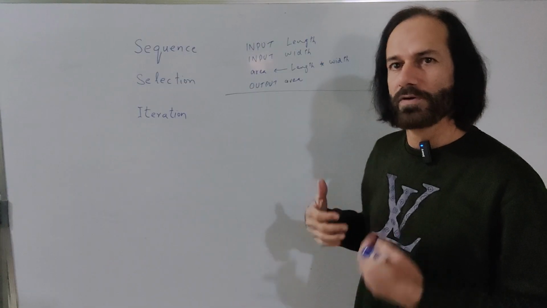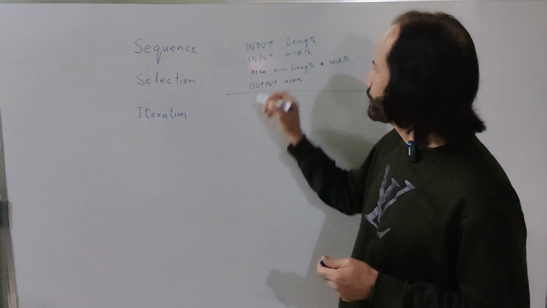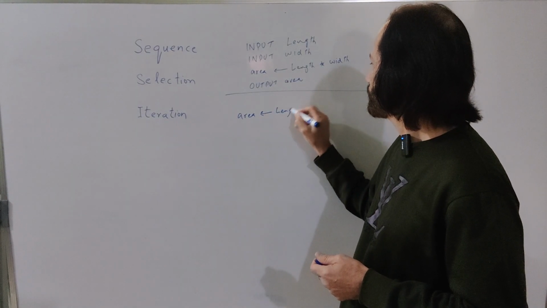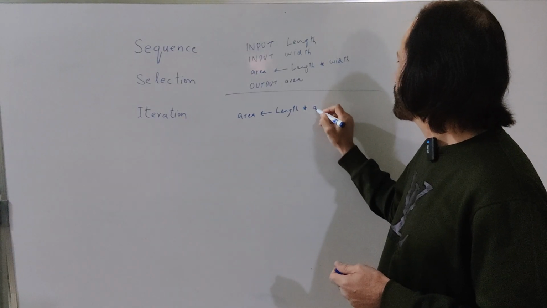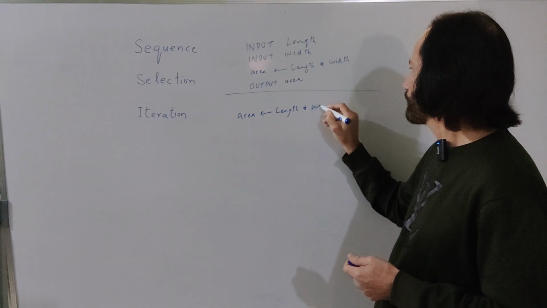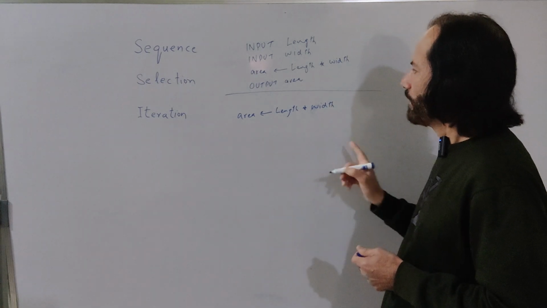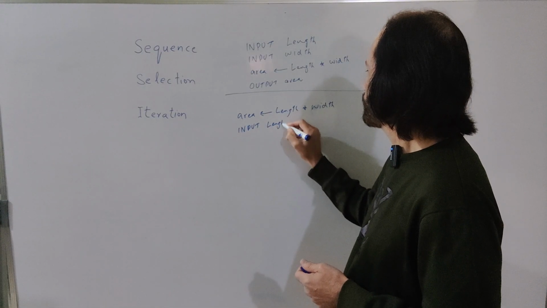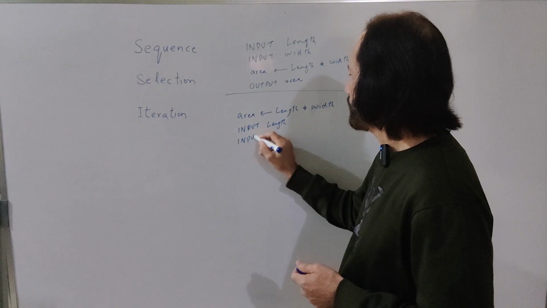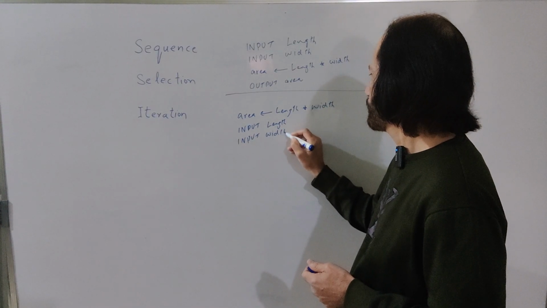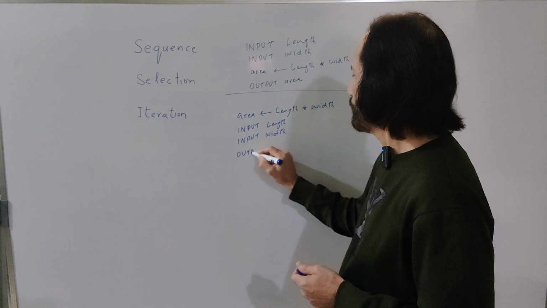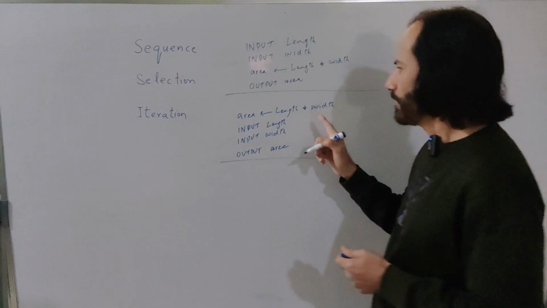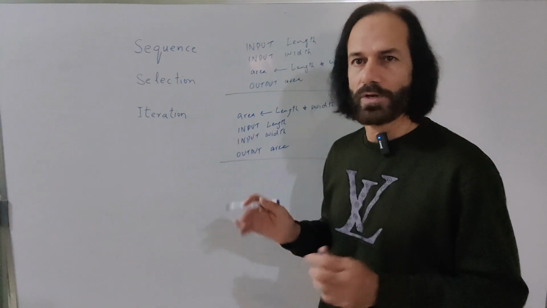So now let's see if I change the order. So what will happen? Now I am calculating the area at the start and then asking the user to input length and input width and output area. Now you can clearly see this is an incorrect sequence.